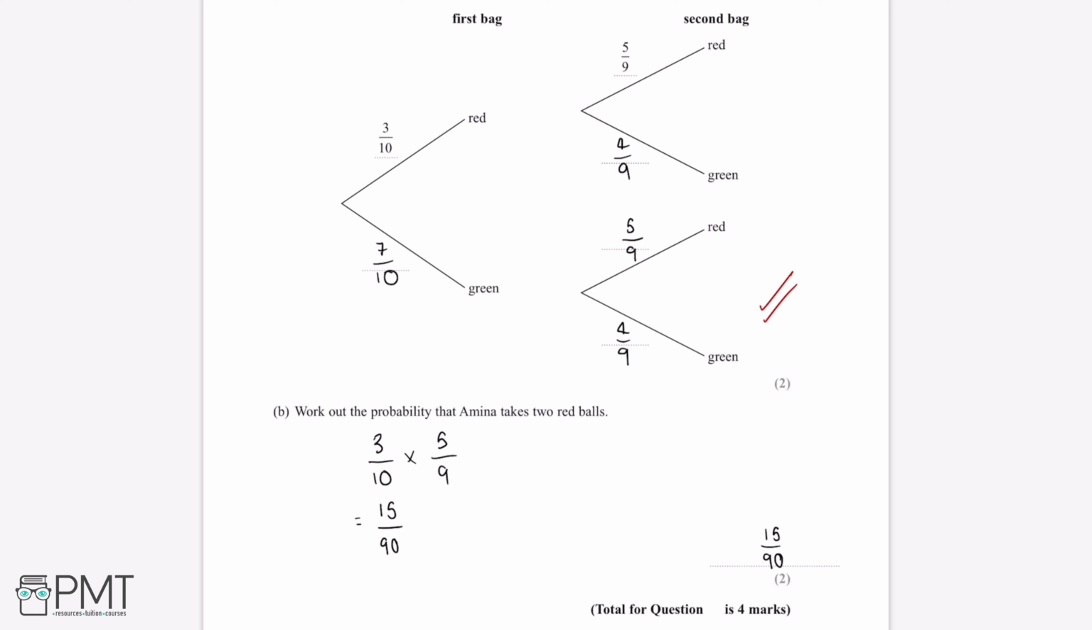Now this question's worth 2 marks. We'll get our first mark for multiplying together these 2 fractions, and we'll get our second mark for the correct answer.